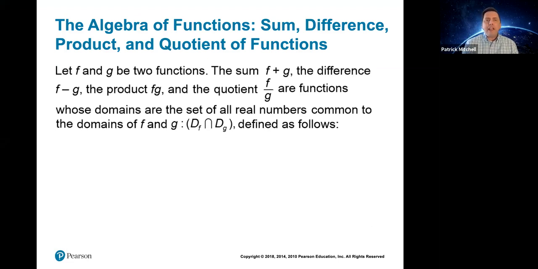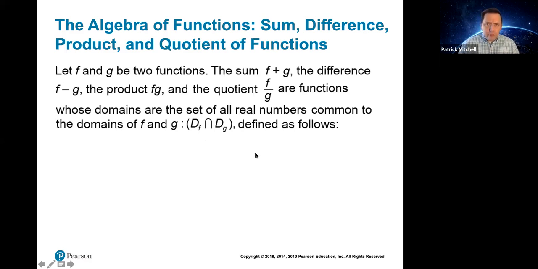So if f and g are two functions, then we define new functions called the sum, f plus g, the difference, f minus g, the product, f times g, and the quotient, f over g. The domains of those functions are the set of all real numbers common to the domains of f and g. And if you really want to get fancy about it, you can write that like this.